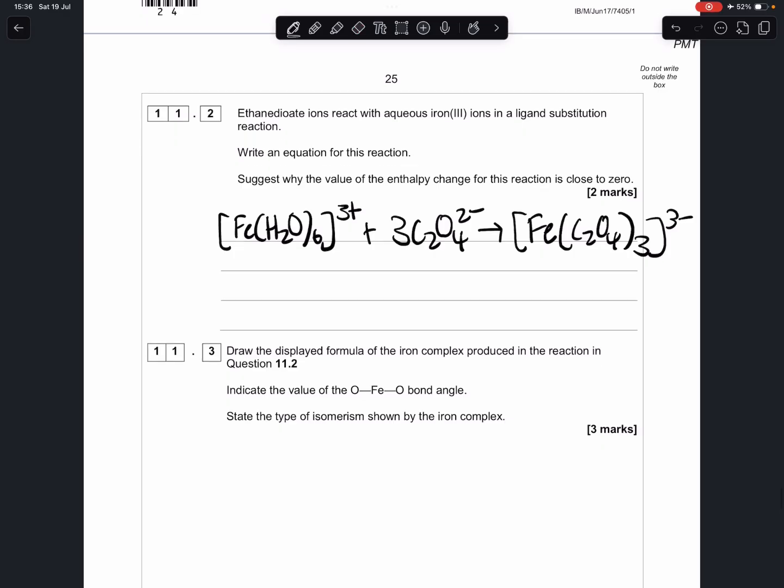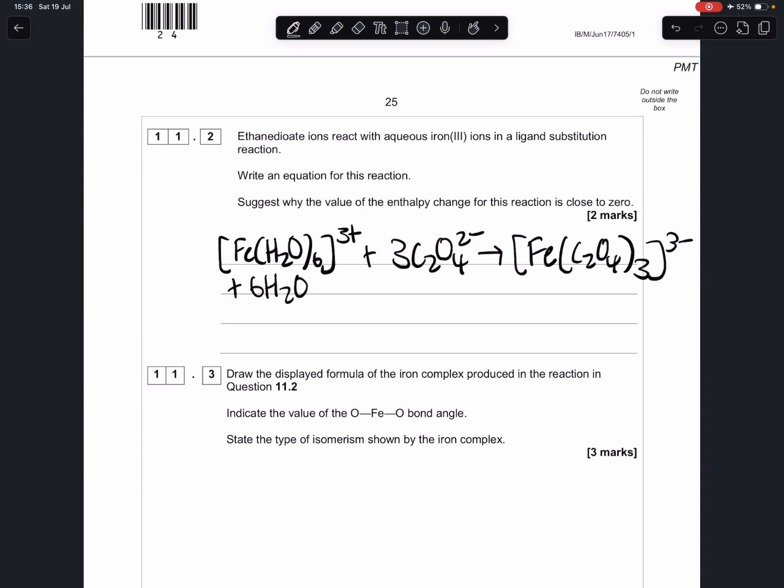And that is displacing all 6 water ligands. Because these are bidentate, they're fully surrounding, it's still octahedral, there's no change in coordination number. So that's it. And we need to suggest why the value of the enthalpy change for this reaction is close to 0. If you remember, enthalpy change is just bonds broken minus bonds made, or the enthalpy of the products minus the enthalpy of the reactants.